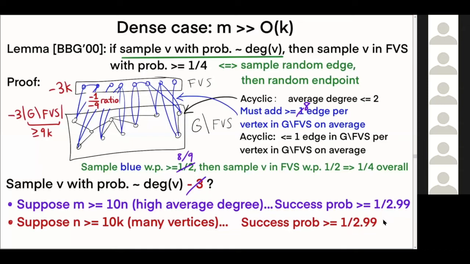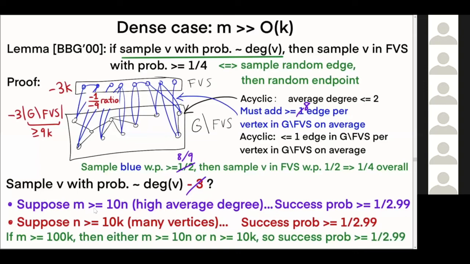So those are the two cases, and I sketched out a proof of why both cases lead to a high success probability. And again, if m is at least 100k, then either case must hold. So regardless of which case it is, the success probability is bounded away from 1/3. Any questions on this slide?